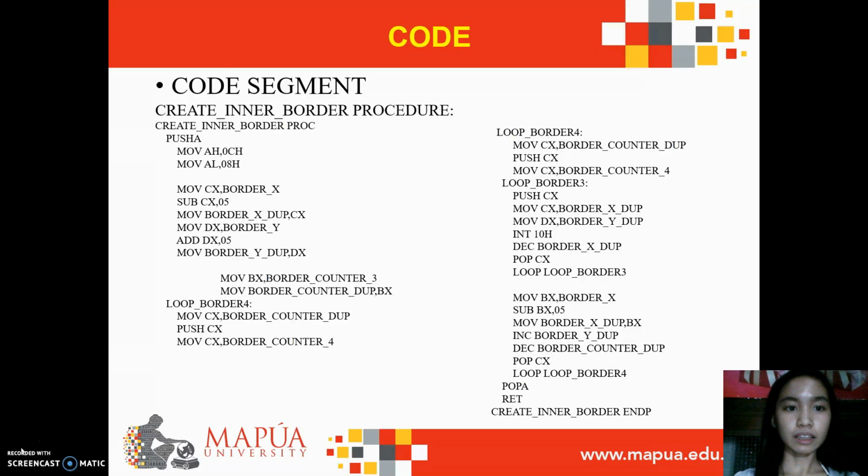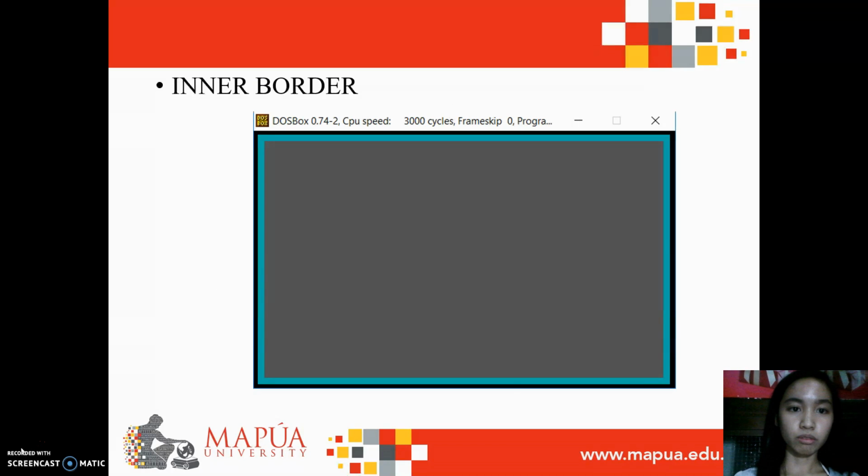Next is the create_inner_border procedure. This is the same as the outer border. The only difference is the color attribute. In this procedure, we have mov AL, 08h, which is for the dark gray color. Here is the output for that procedure.